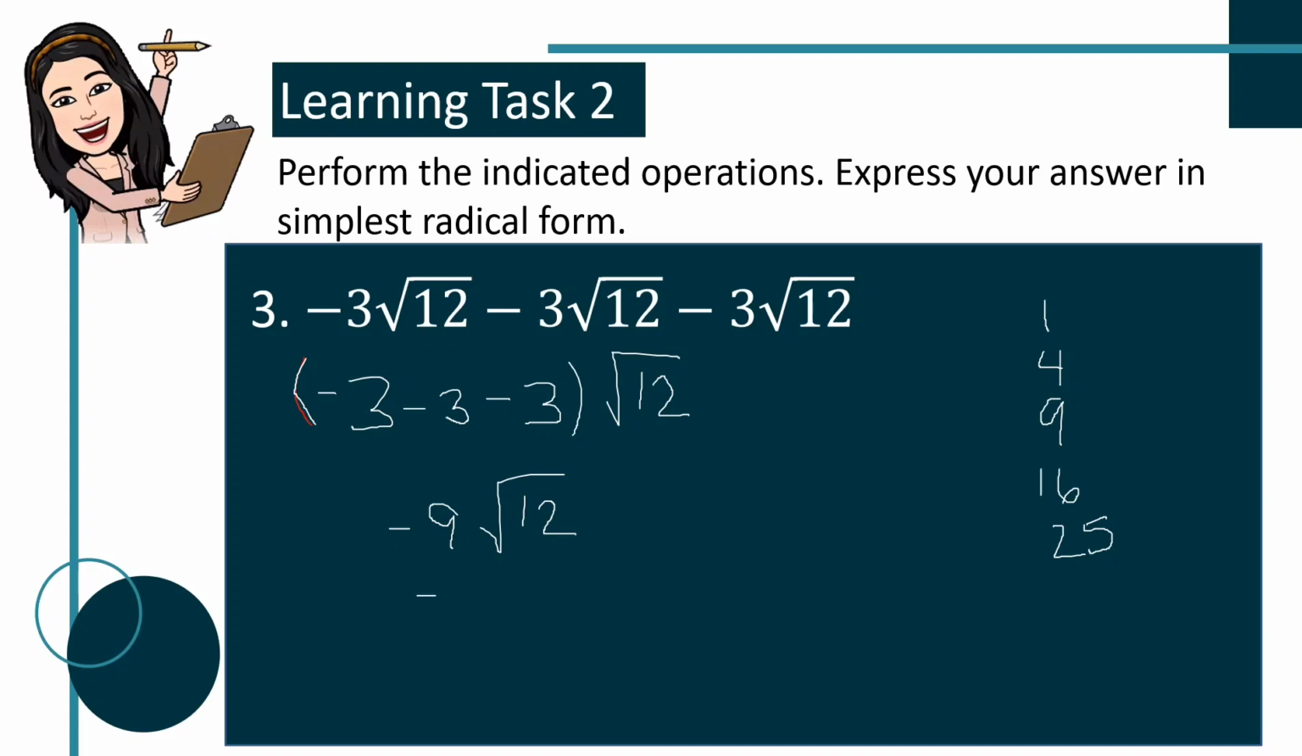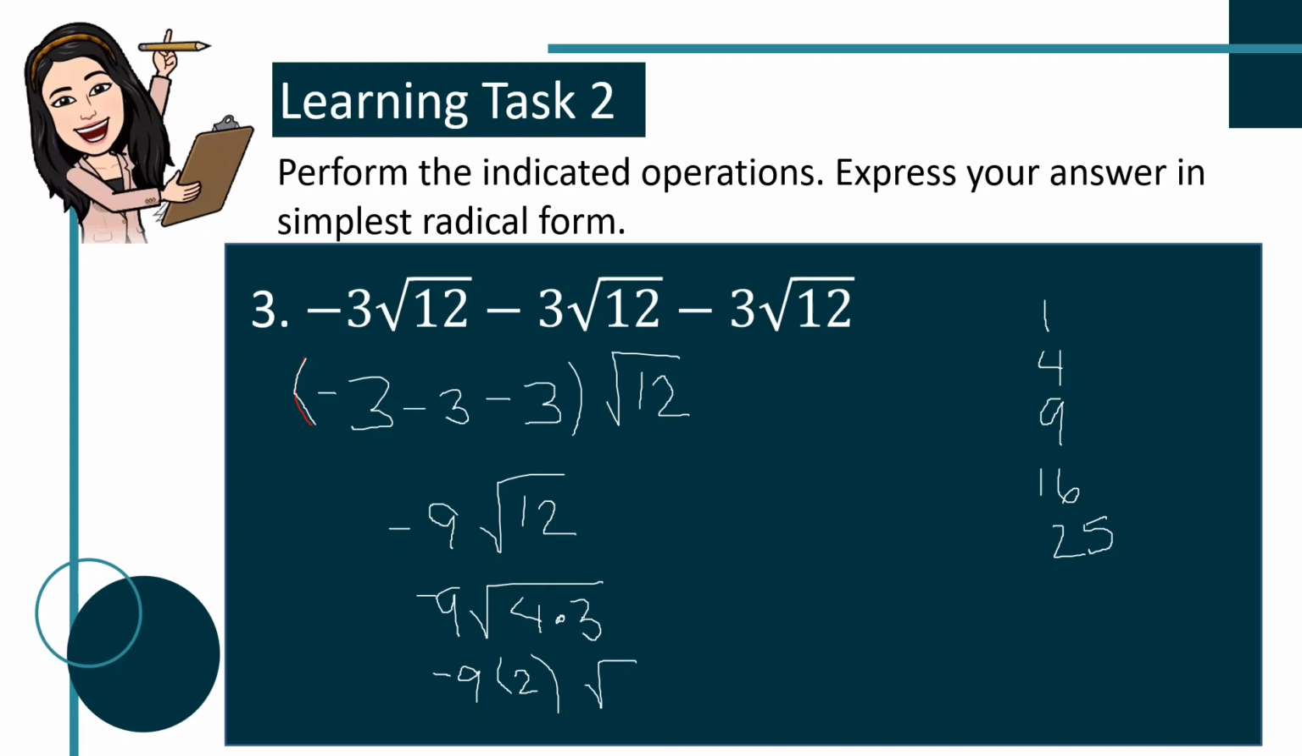So, we will first factor the square root of 12 as 4 times 3. Is that right? Okay, 4 times 3. This is multiplication. Now we can extract the root. The square root of 4 is 2. We take out the 2 and multiply it to negative 9. So, that would be negative 9 times, what is the square root of 4? Okay, that is 2. Times square root of 3.